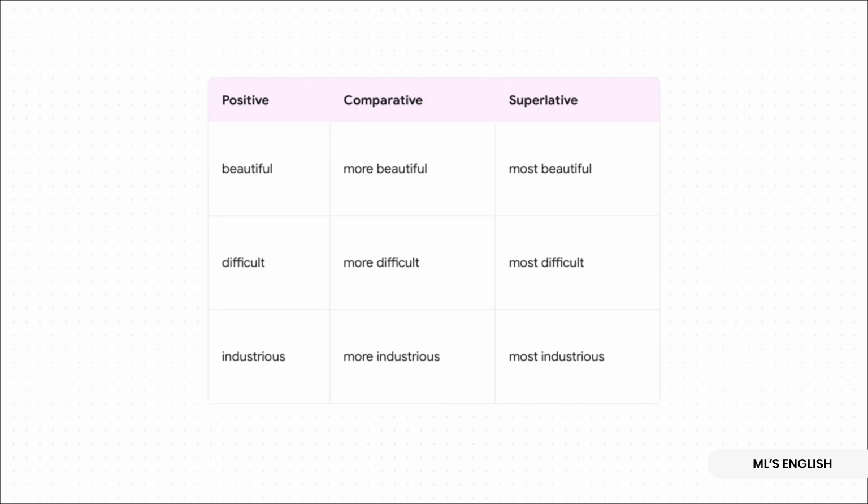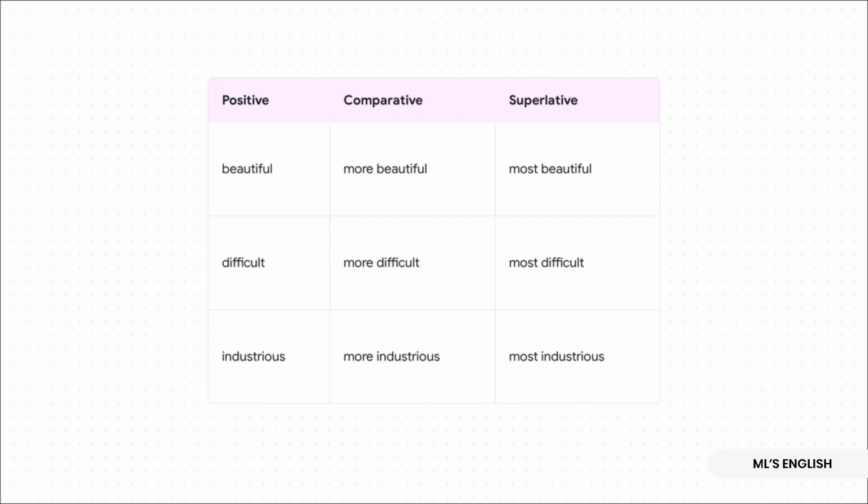But what about the longer words? I mean, you never say beautifuler, right? It just sounds clunky. And that's where rule 2 comes in. For longer adjectives, like beautiful or difficult, we don't change the word at all. We just pop more or most in front of it.